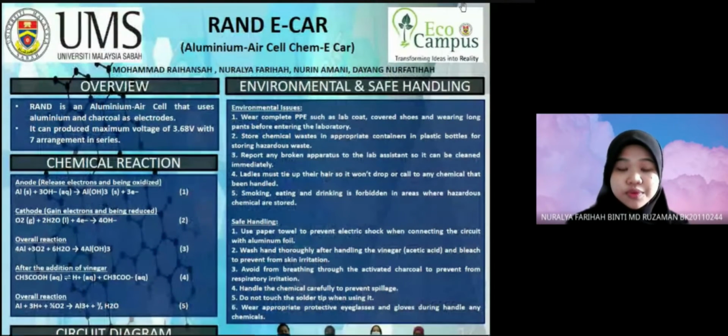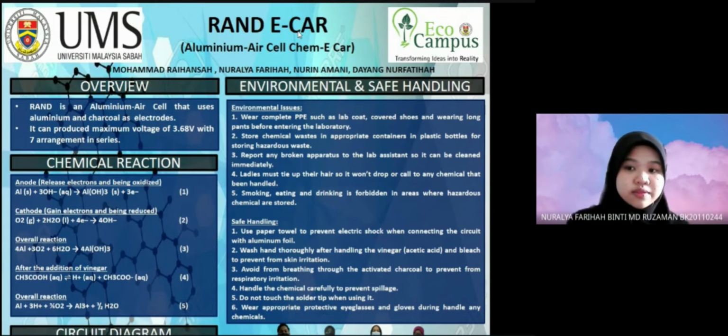We are from Group 4, consisting of members Amin, Nur Fariha, Muhammad Rehansa, Nurin Amani, and Zain Nur Fatiha. We will be presenting about our aluminum air chemical cell. RAN stands for Raihan, Alia, Nurin, and Dayang. RAN is an aluminum cell that uses aluminum and charcoal as electrodes. It can produce a maximum voltage of 3.68 volts with 7 cells arranged in series.